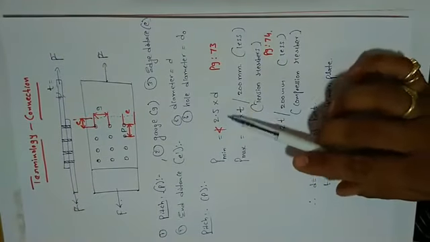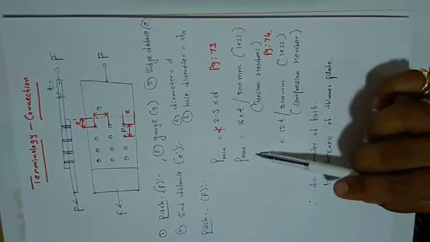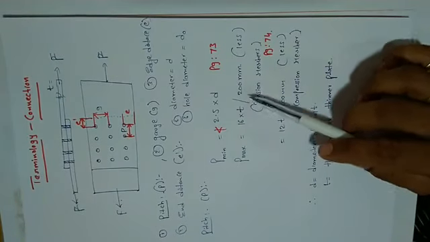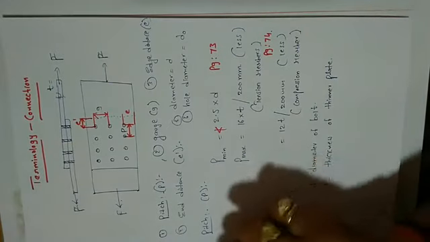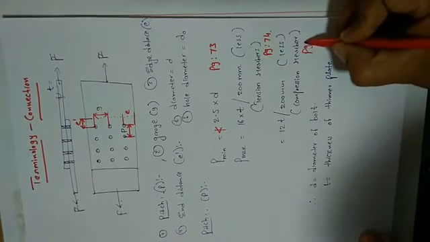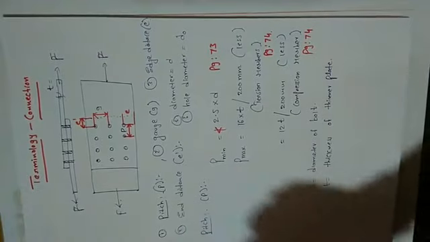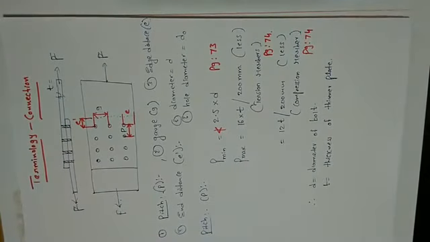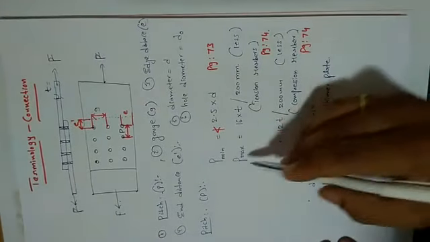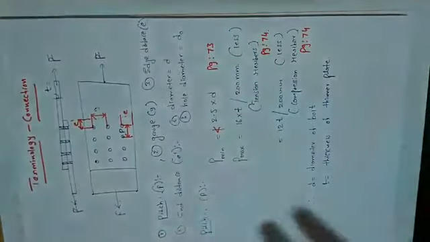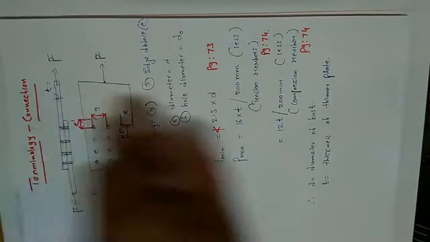So the minimum pitch is 2.5 times D, and the maximum pitch is 16 times T or 200 mm, whichever is less, or 12 times T or 200 mm, whichever is less. Again, this formula is on page number 74. So these are the minimum and maximum pitches, and these formulas are for the lap joint.